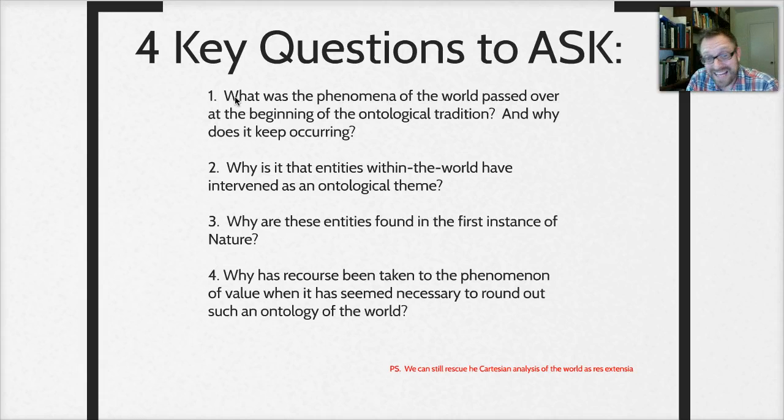Two, why is it that entities within the world have intervened as an ontological theme, right? Number three, why are these entities found in the first instance in nature? And four, why has recourse been taken to the phenomena of value when it has seemed necessary to round out such an ontology of the world? So these are four really big questions, but I'm not going to try to answer them here, but we'll see over the course of Being and Time, Heidegger will answer them, right?